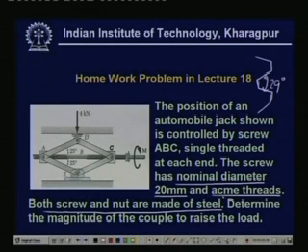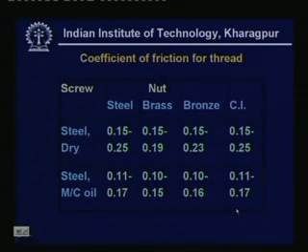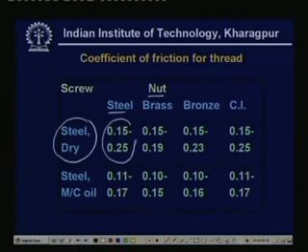Now, remember I gave you one table, let me reproduce the table. Here is the table which I showed in the last lecture. The coefficient of friction for thread, the screw material and nut material. Let us assume that steel is steel dry and the nut is steel. So, therefore, we have to take the coefficient of frictions from this data. We choose the minimum coefficient of friction, that is mu is 0.15 and calculate. So, this gives the minimum torque required.